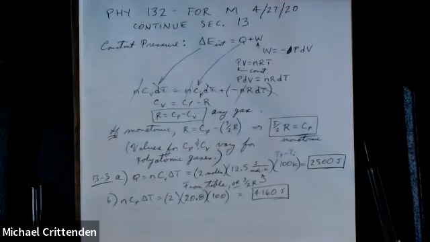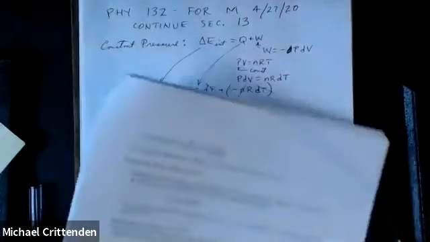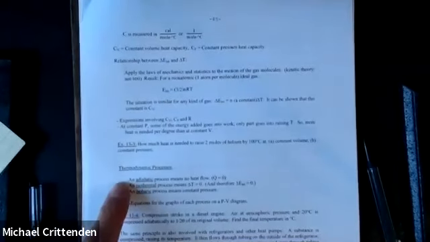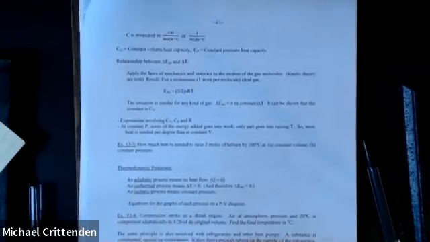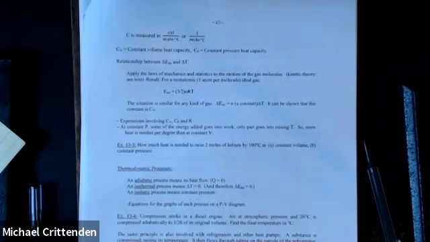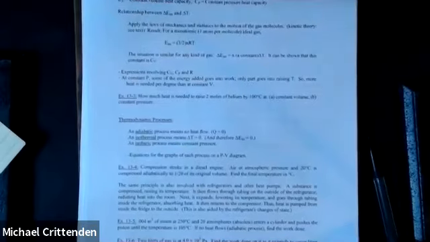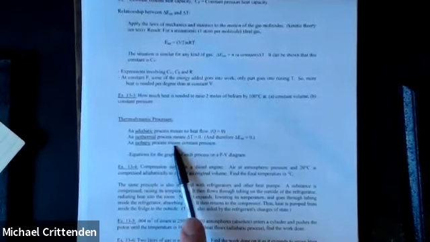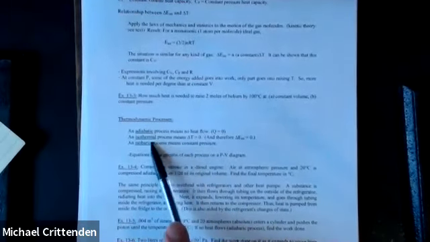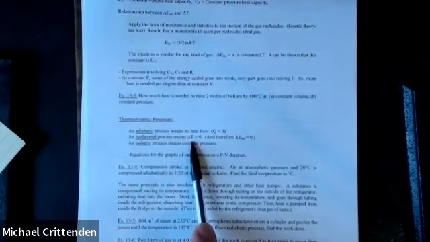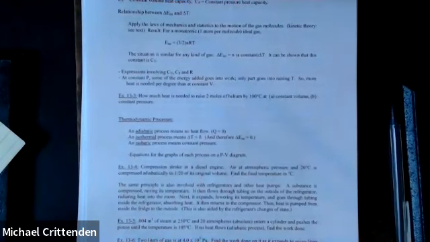Okay, what's next? Thermodynamic processes. Adiabatic, isothermal, isobaric. Today's vocabulary words. An isobaric process is constant pressure. Isothermal means constant temperature. Adiabatic means no heat flow.